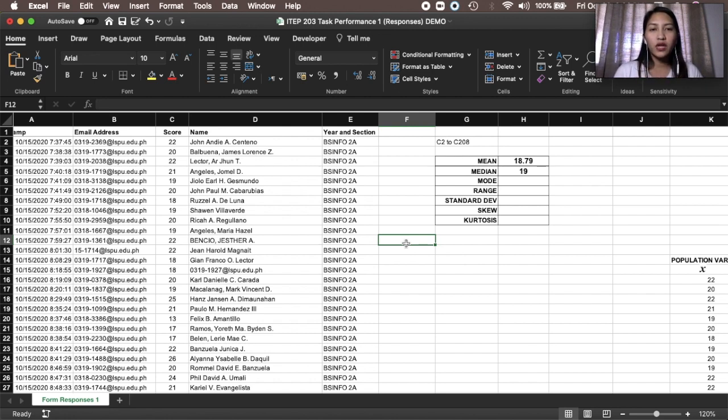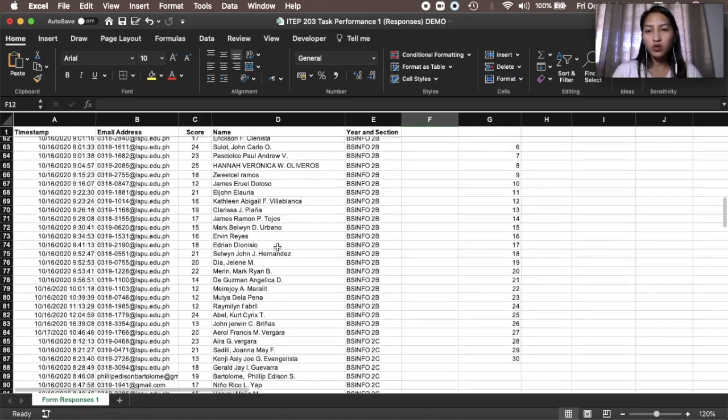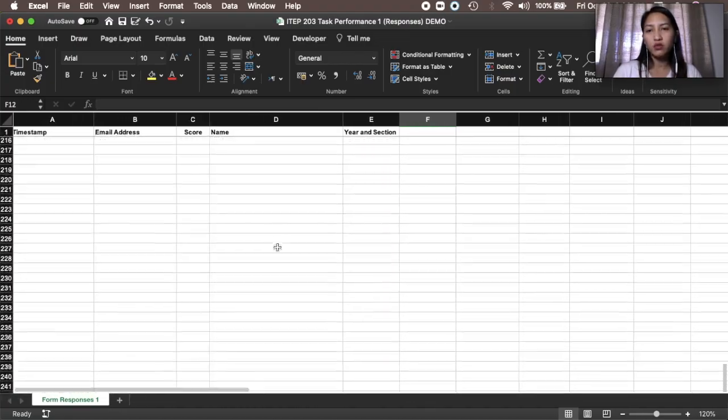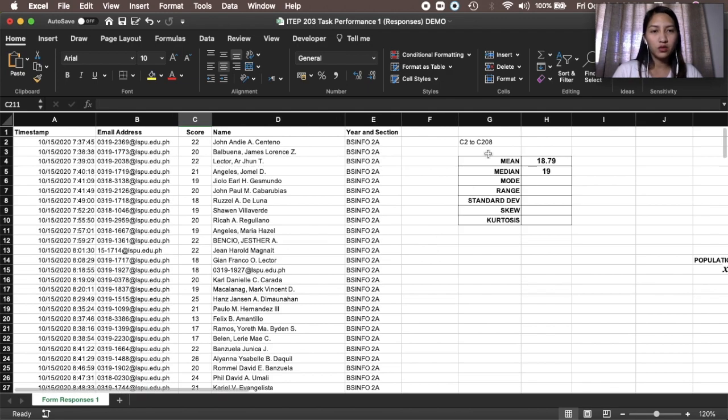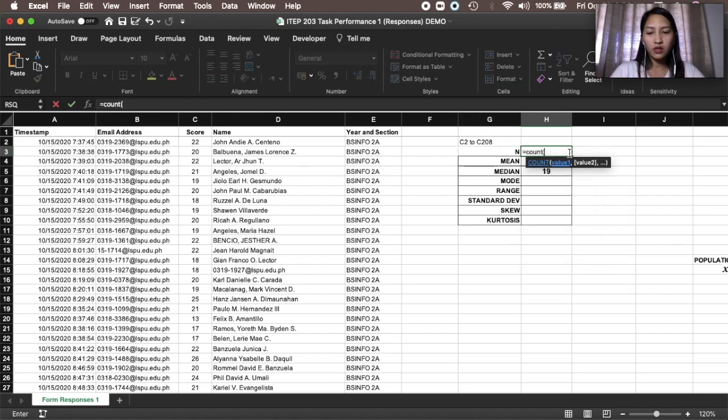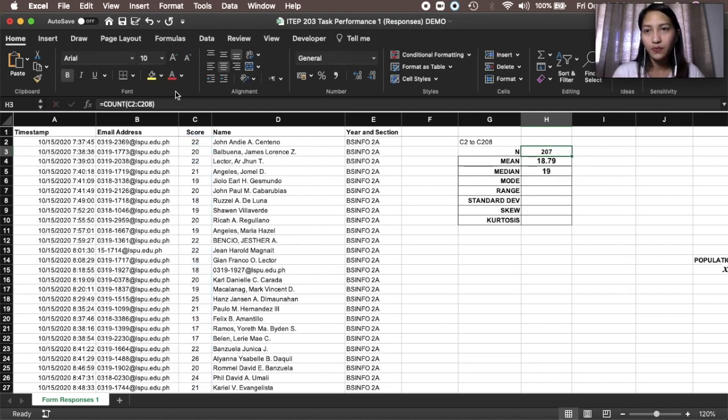Okay, by the way, kukunin ko yung n nito, yung size ng ating sample. So, the size of our sample, so for this case, it's n, yung size ng sample natin, n, is COUNT, ika-count niya kung ilan yon, yung C2 to C208. So, we have 207. So, yung data natin ay 207. Yung value ng n natin.